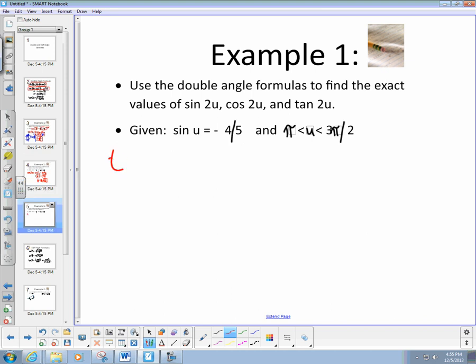Now, the last one we had to find was tangent. And the formula for tangent of 2u was given to be 2 times the tangent of u over 1 minus tangent squared of u.